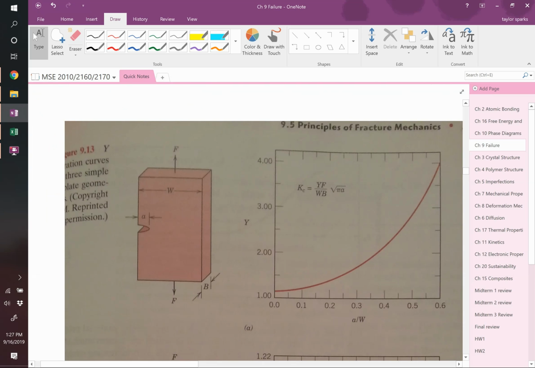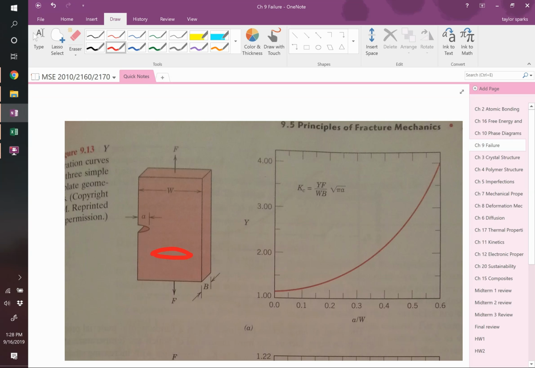In this scenario, we have a surface flaw, which has a total crack length of A. If this was an internal flaw, like that, then the total distance would be 2 times A. But because it's at a surface, we only have half of the crack. So it's equal to A. Everybody follow me? Half of a crack, you get the half crack length. If it's a whole crack, you have to account for A plus A.